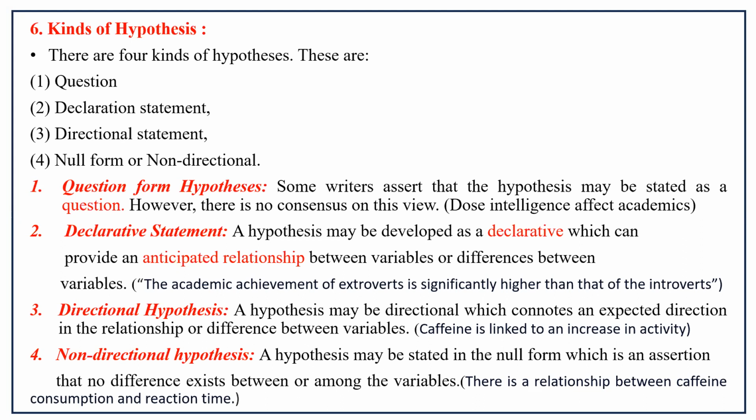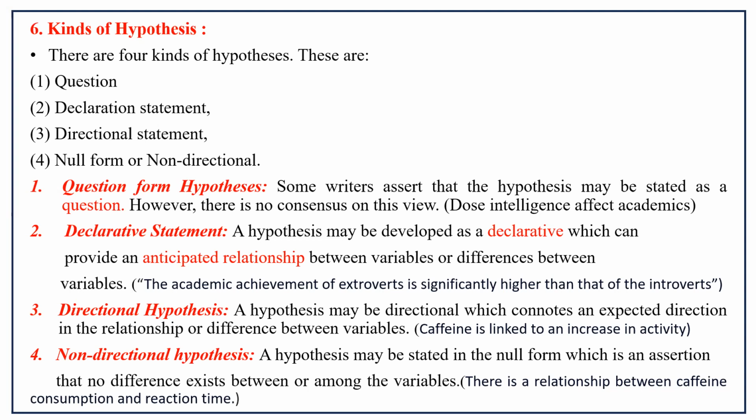In the last lecture, we have seen that there are different kinds of hypothesis, that is question form hypothesis, declarative hypothesis, directional hypothesis, and non-directional hypothesis. And we have also seen an example of each of them. The question form hypothesis: does intelligence affect the academics? So this is the question form of hypothesis, and here you are not supposed to write the question mark at the end.